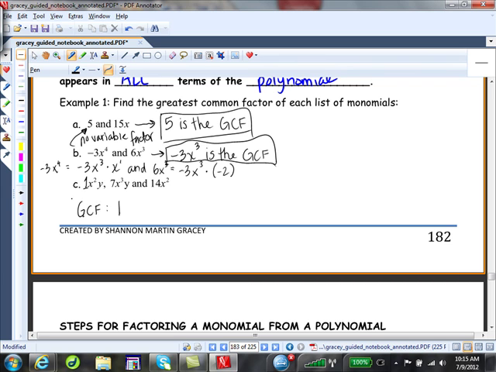Then the variables. The first term has x squared y. The second term has x cubed y. And the third term has x squared but no y term. So what can we factor out? What is the smallest power of the common variable? Good, it's an x squared. So 1x squared is the GCF, but that of course is just equal to x squared.